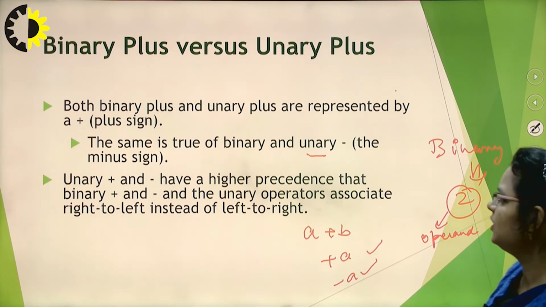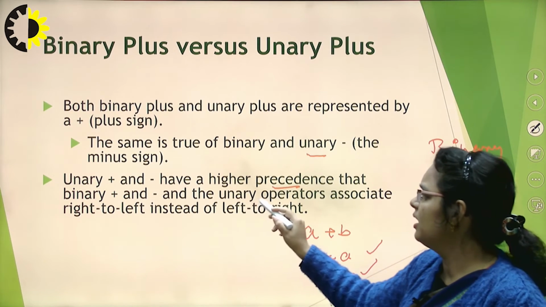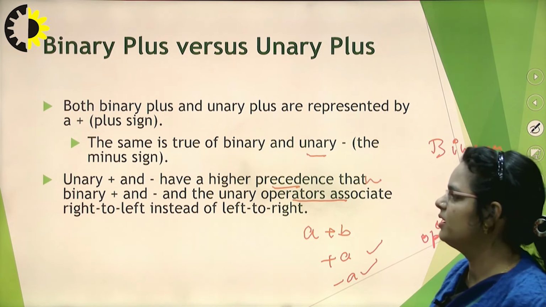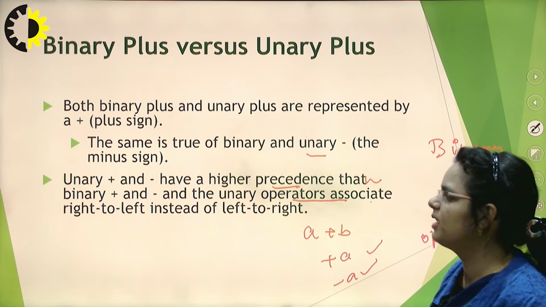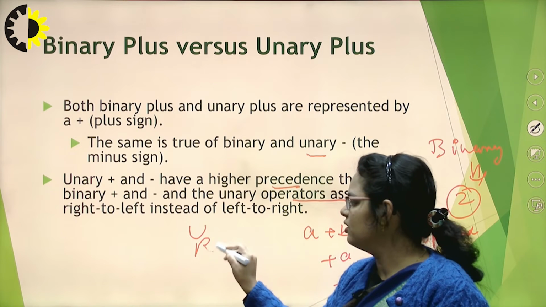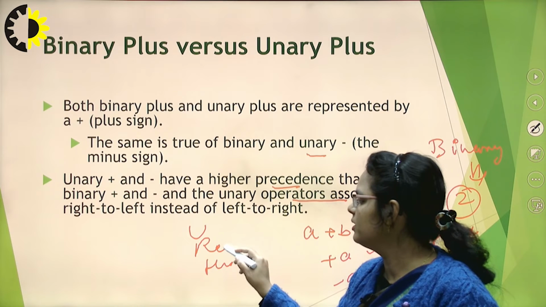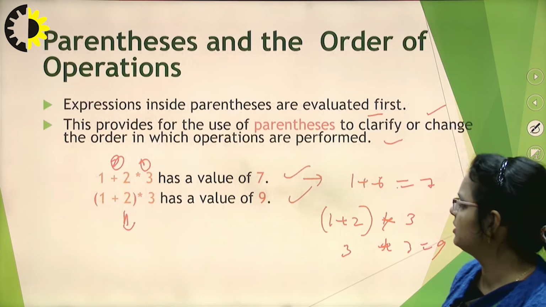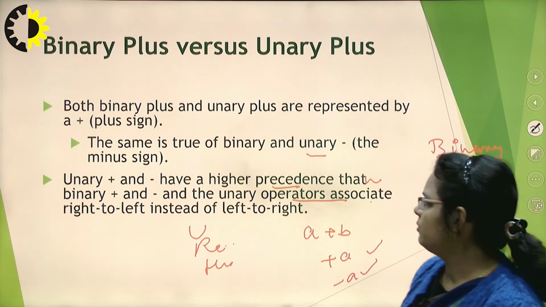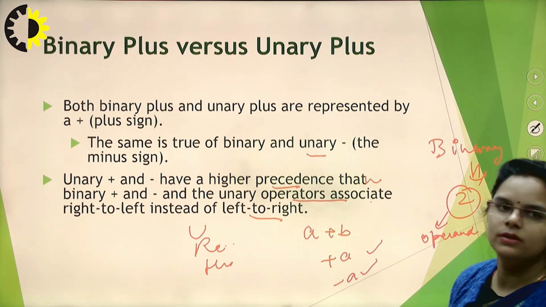Clear? So unary plus and minus have higher precedence than binary plus and minus, and the unary operators associate from right to left. Yes, unary operators, assignment operators and ternary operators have right to left associativity. See, unary, assignment and ternary operators have right to left associativity, and all others have left to right. I hope this is clear to everyone.